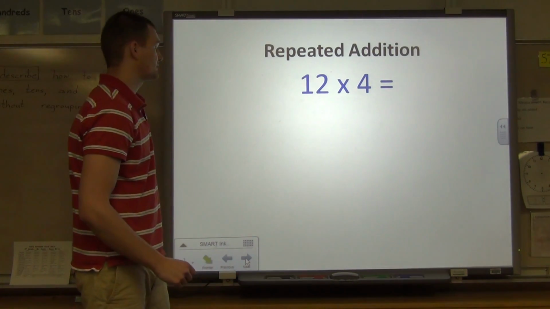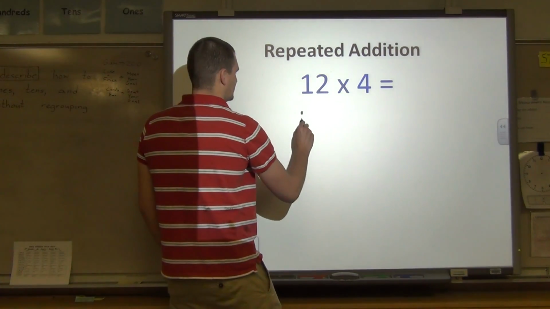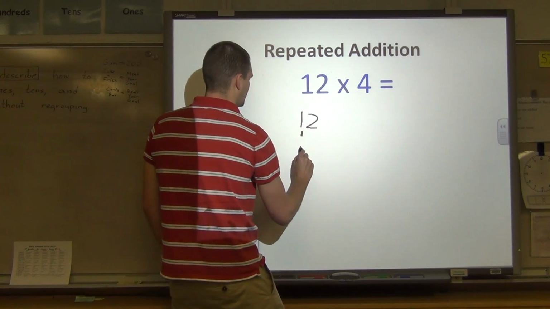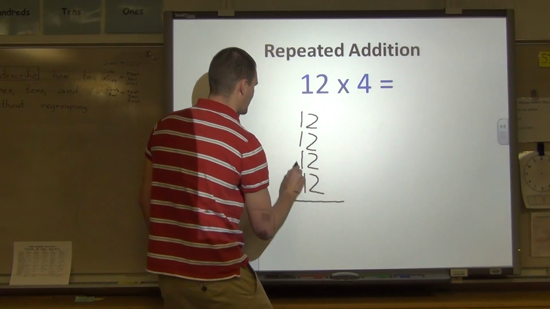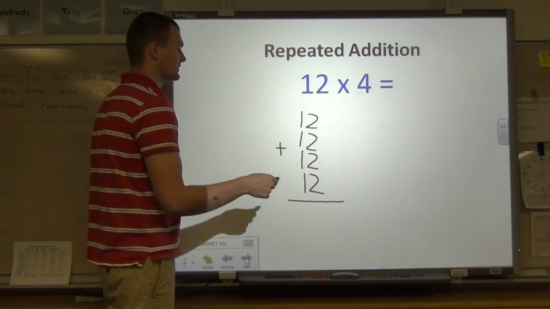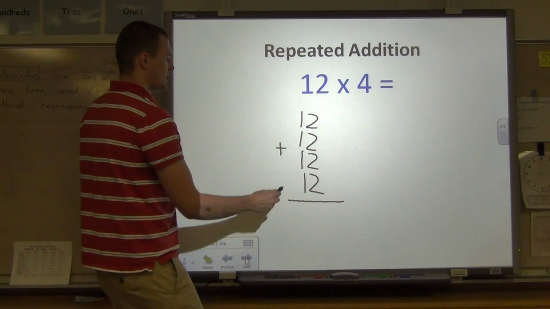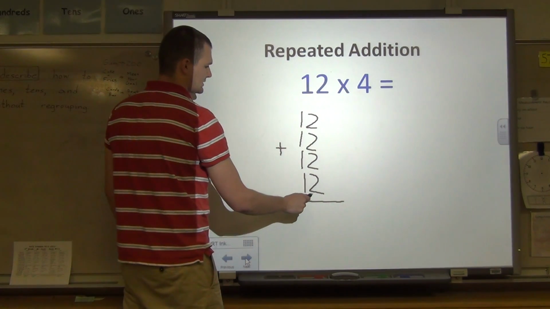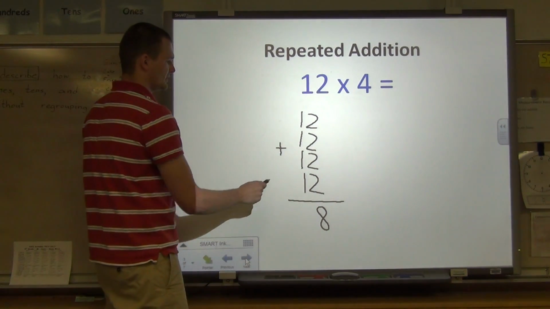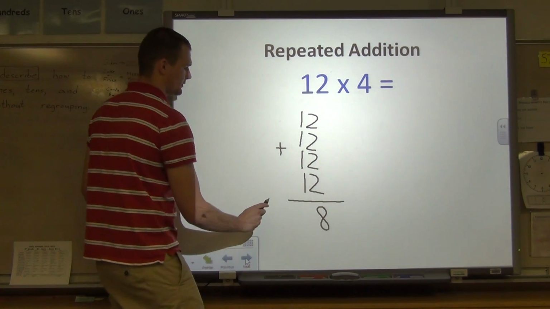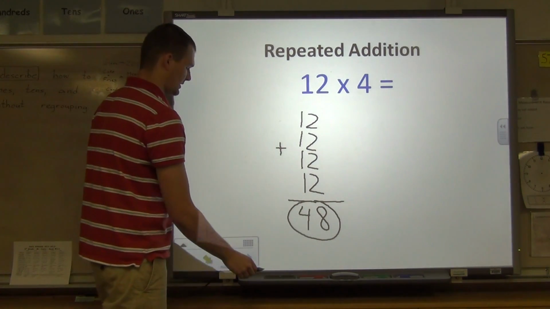The next strategy I'm going to go over is repeated addition with the same problem, 12 times 4. It's telling me we're going to have 12 plus 12 plus 12 plus 12. Okay, so 12 repeated 4 times. You could reverse this and do 4 repeated 12 times, but I just chose to do 12 repeated 4 times. 2 plus 2 is 4, plus 2 is 6, plus 2 is 8 ones. 1 ten plus 1 ten is 2 tens, plus 1 ten is 3 tens, plus 1 ten is 4 tens. For a total of 48, and that's repeated addition.